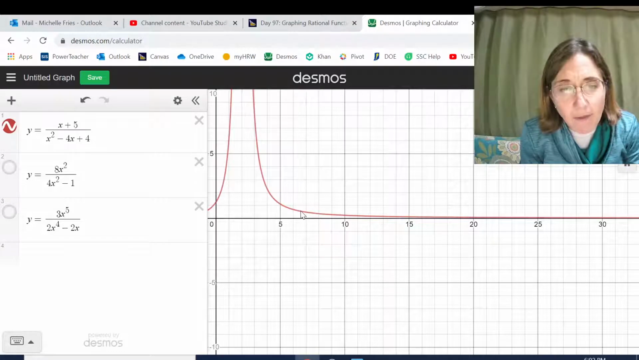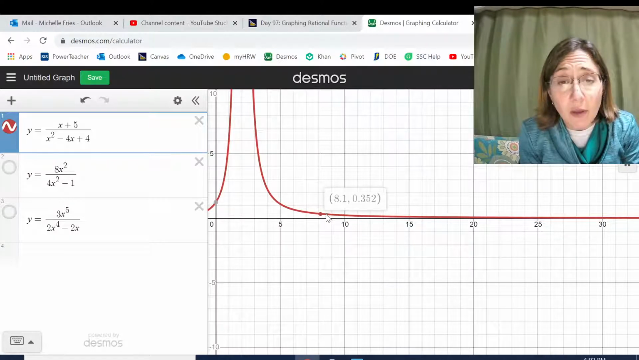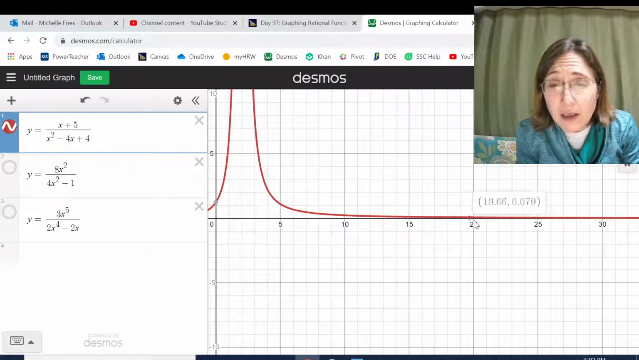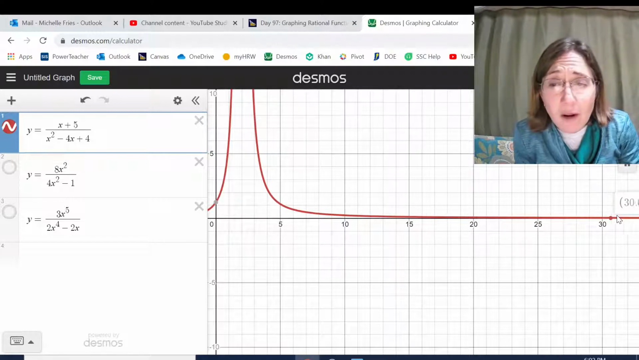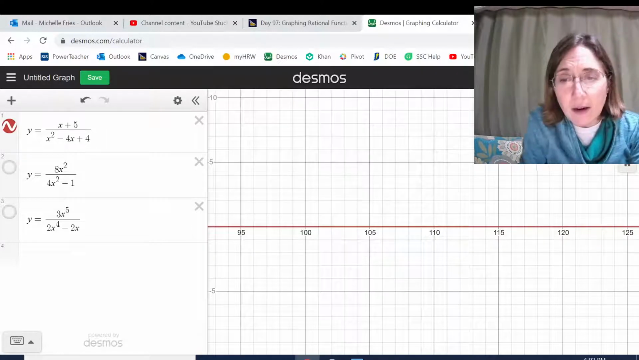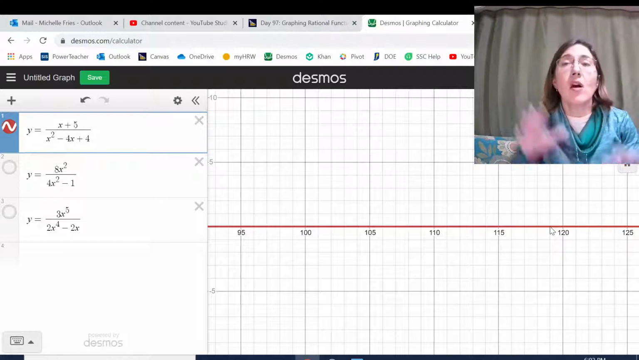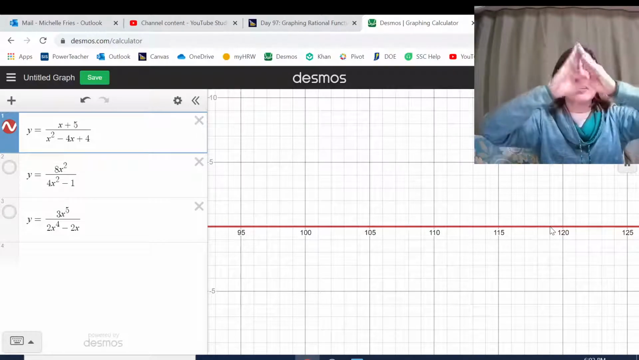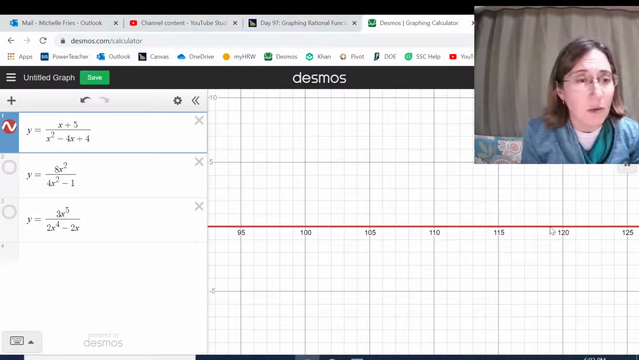So I'm going to click on some points here, and I want you to look at the y value. So it's only like a 0.435 right now. Now it's only a 0.2. Now it's only a 0.1 something. Now it's a 0.072. Now it's a 0.049, and I could keep going and going like this. Let me go way out here and click and see. So it's a 0.009 for the y value. So the y value is getting very, very small. It's approaching 0. Okay, so we say that this has a horizontal asymptote at y equals 0. Okay, so that's our first one there.